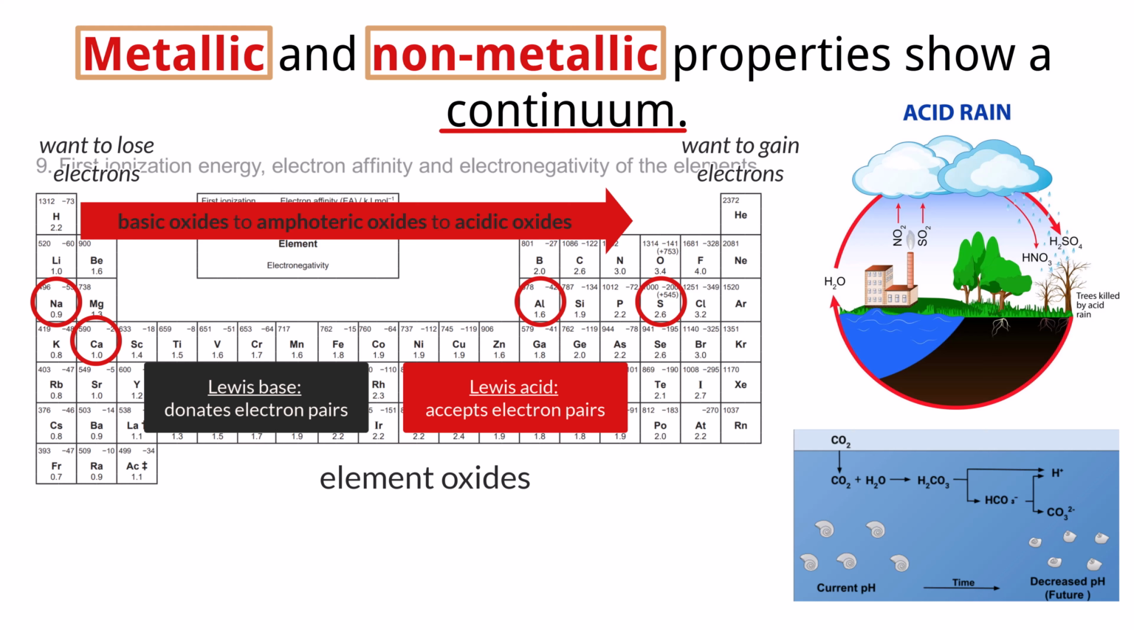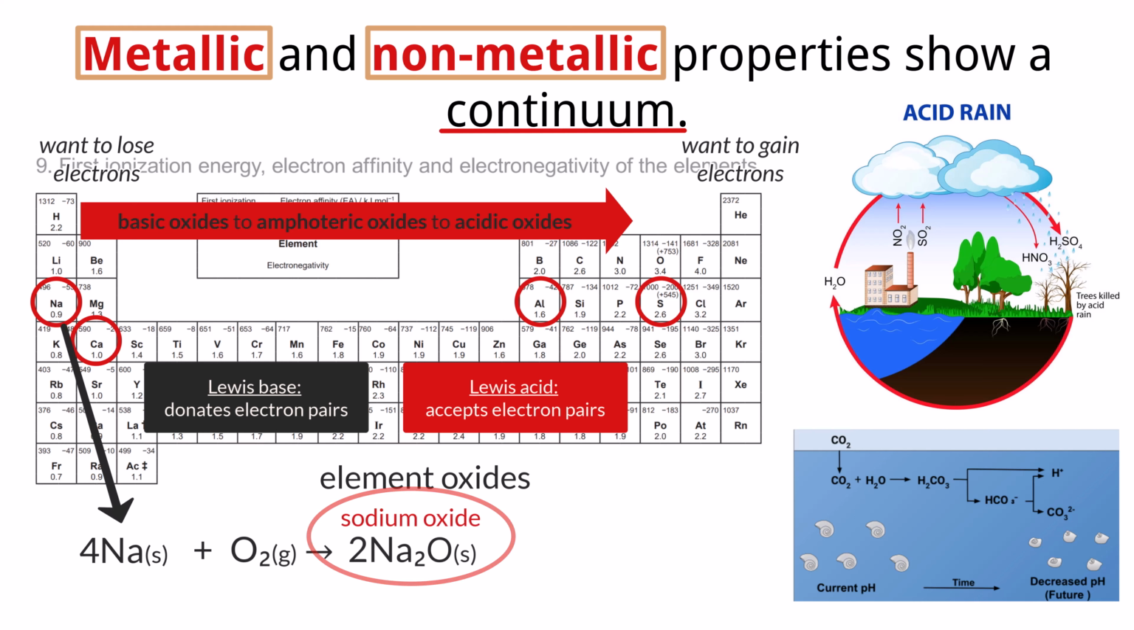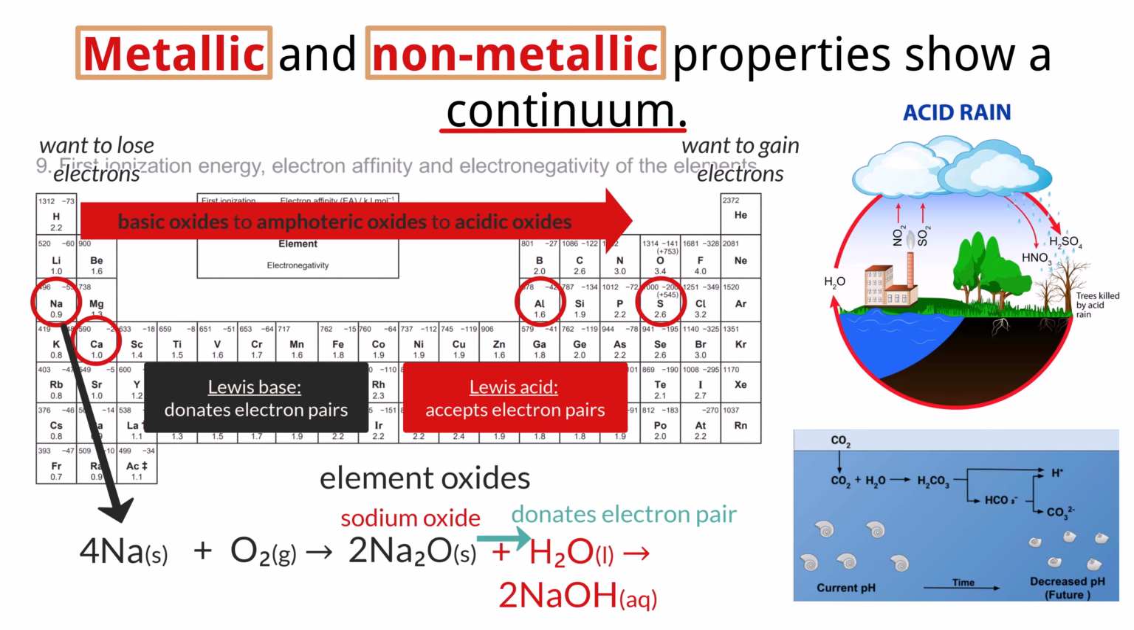Let's look at a few examples. If we look at sodium in group 1, this can react with oxygen to create sodium oxide. Sodium oxide reacts with water to create sodium hydroxide. In this reaction, the sodium oxide, specifically the oxygen, donates an electron pair to the hydrogen in the water to form the hydroxide ions. This donation of electrons from the molecule classifies it as a Lewis base.